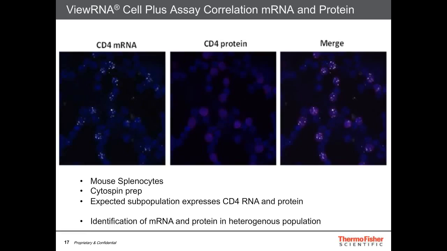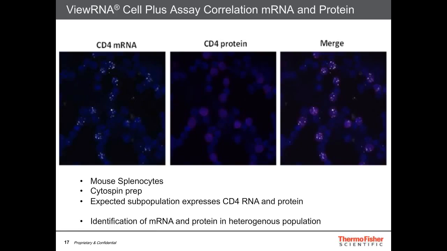CD4 is expressed on lymphocytes, and we can see in the left-hand image expression of CD4 mRNA in white, and these are the punctate dots indicating single copies of CD4 mRNA. And in the center image, we see cells that are staining pink very lightly. This is surface expression of CD4.